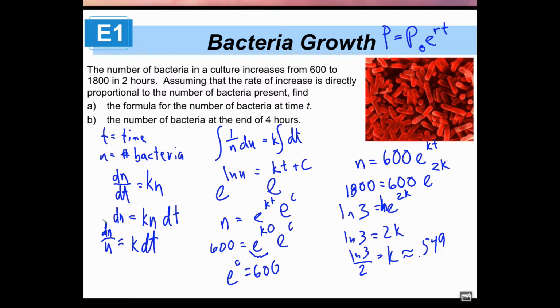After all that work, we now know that our original equation would be N equal to 600 times e to the 0.549t. How do I use that to find the answer to B? Plug in 4. Do it.